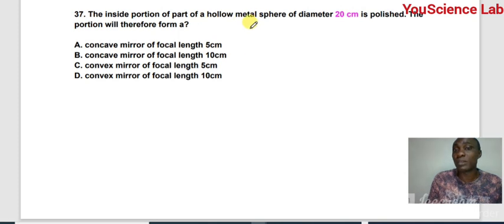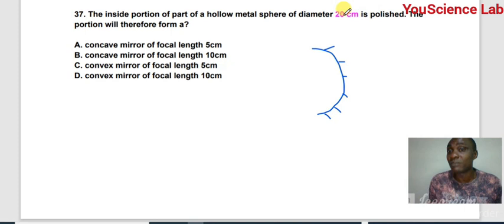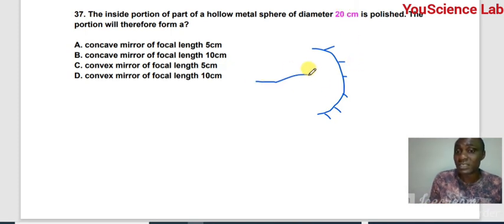So if I have a metal sphere of diameter 20 cm, and the outside is silvered, because we are told that the inside is polished. So if the inside is polished, the inside is the reflecting surface. This is a concave mirror of radius of curvature 10 cm. Why did I say that? The diameter of the sphere is 20 cm. To get the radius of the sphere, you divide 20 by 2. That leaves us with 10 cm.